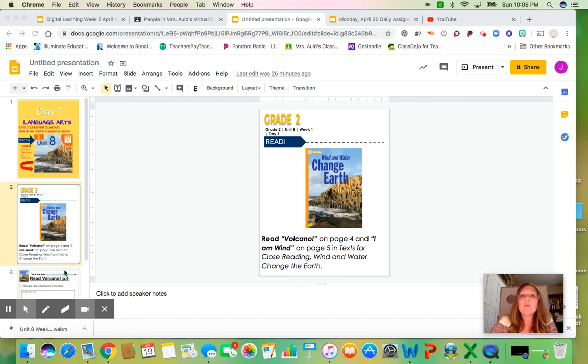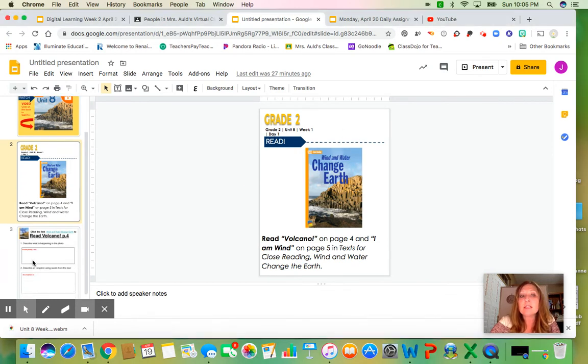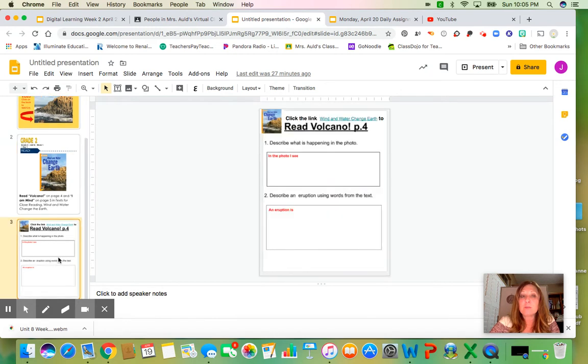I wanted to walk you through how to use this slide for today. When you come to this slide, you need to click on the book right here, and that will open up into Benchmark Universe. Your directions are to read the Volcano Story on page 4 and I Am Wind on page 5 in this book, okay? Your questions for today are only going to be based on the Volcano Story, okay? But you can read both. You can read both of them, okay?